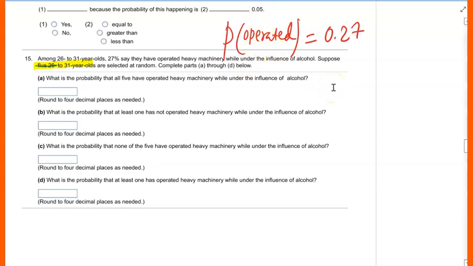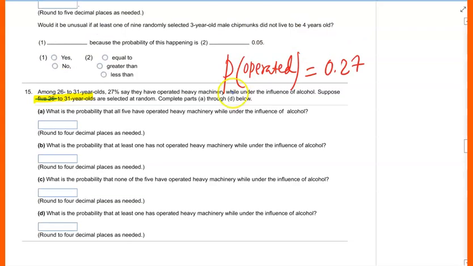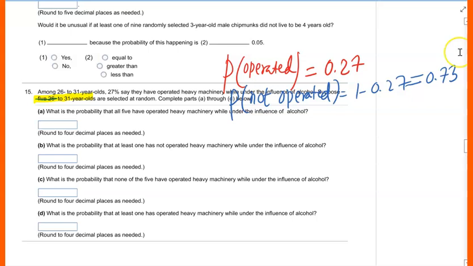And what is the probability of those who do not operate under influence of alcohol? Not operated. Let's write it that way. Not operated equals 1 minus 0.27, which is going to be 0.73. In other words, 73% did not operate under influence of alcohol, and 27% operated under influence of alcohol.